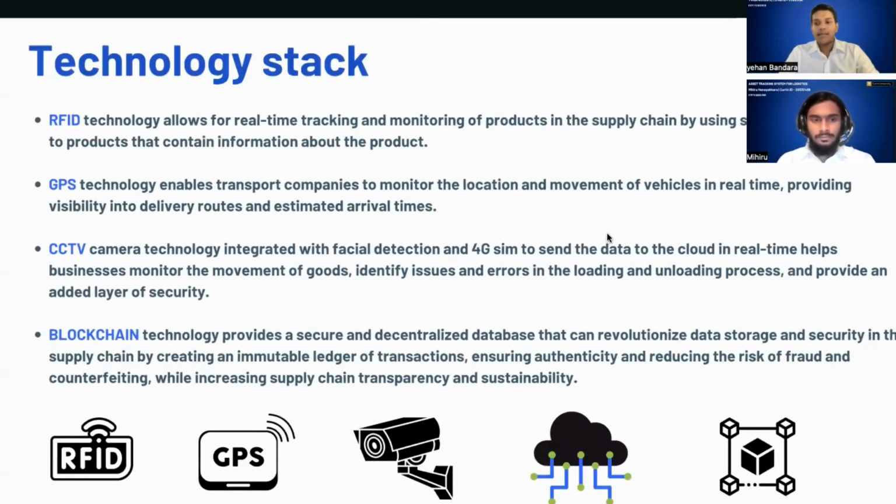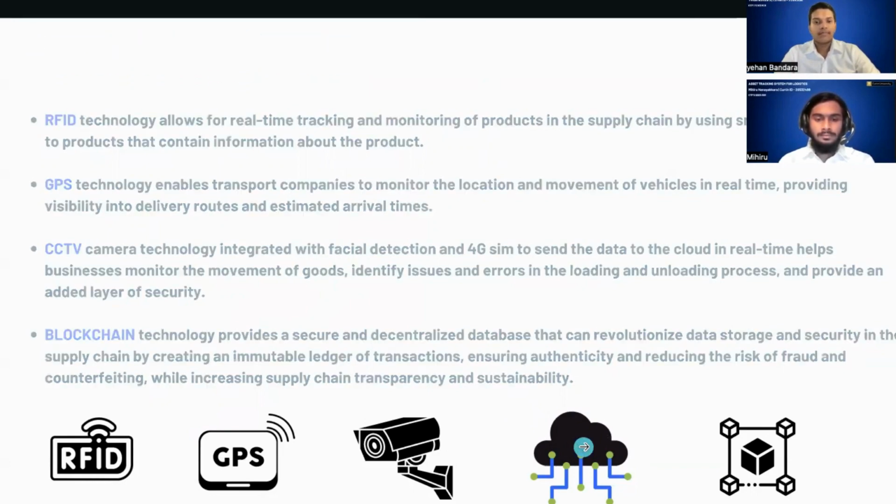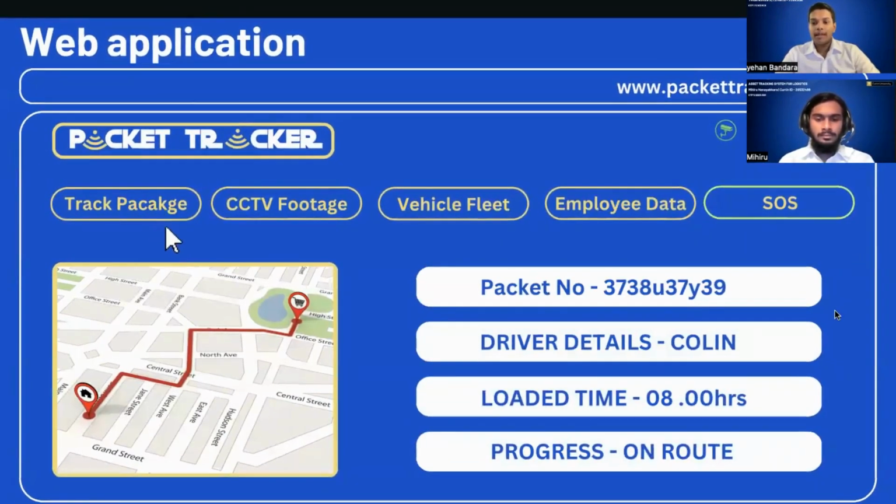So as you can see here, I mentioned earlier as well, this is the technology stack. This was mentioned in video 1, where we explained briefly about the RFID technology, the GPS system that we are trying to implement onto the lorry, so we can track where it is currently, and then the CCTV and the decentralized system. This is a small overview of the web application. So as you can see here, we can input a packet number and the driver details automatically come.